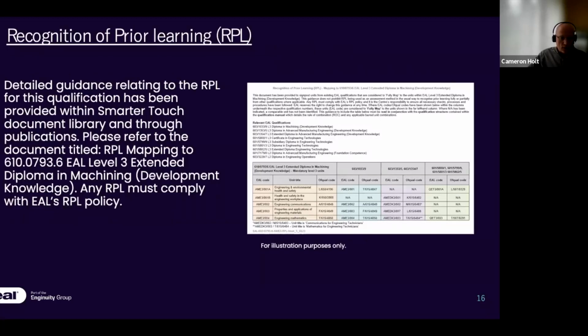This, I think, is the final slide. It just highlights that we've got a very comprehensive RPL document on the online services and on Smarter Touch, and it gives guidance related to existing qualifications, other qualifications that we've got at level 2 and level 3, where they directly map to this level 3 extended diploma in machining. So you can look through this document and find the units that map and have got the same Ofqual code.